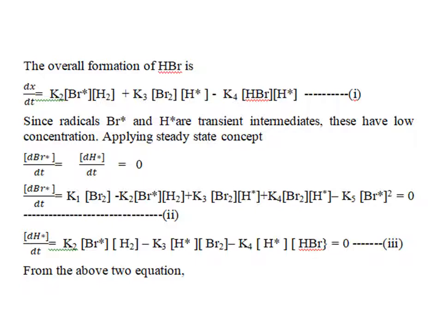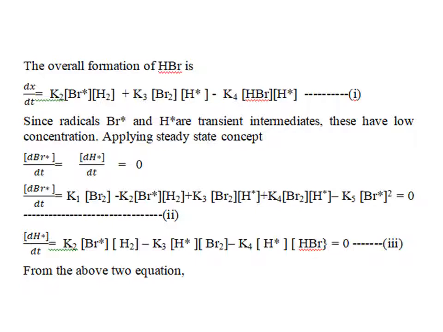Since radicals Br* and H* are transient intermediates, these have low concentrations, so we cannot calculate the concentration of H* and Br*. We have to eliminate these radicals from the equation. Now, applying the steady state concept.